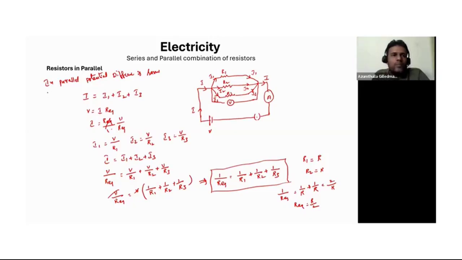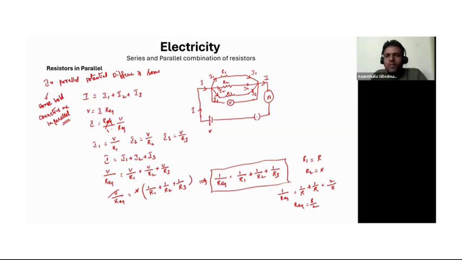So the household connections are in our homes, right? We have the connections from the current meter, right? All household connections are always in parallel. Okay, because our electric appliances need same potential difference across, like a fan needs the same potential difference, TV needs the same potential difference. So to supply same potential difference across all the appliances in a home, we connect that in parallel. That's one reason.